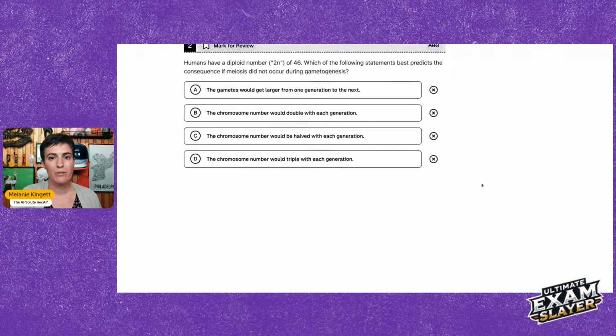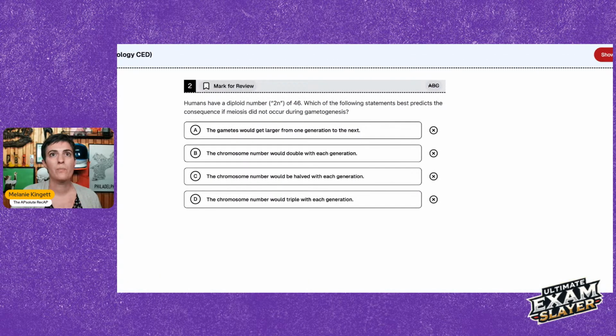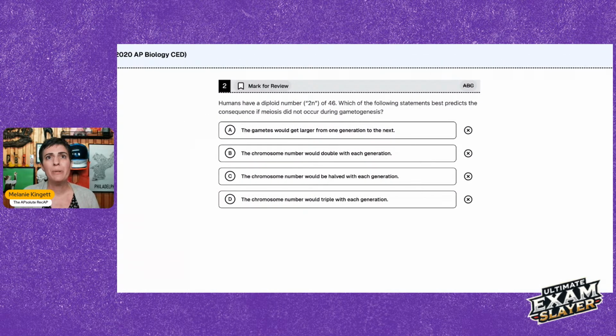Again, I'm going to make it a little bigger for you to read. Humans have a diploid number 2n of 46. Which of the following statements best predicts the consequence if meiosis did not occur during gametogenesis? Okay. 2n is 46, diploid. That means my somatic body cell has 46 chromosomes in homologous pairs of 23.